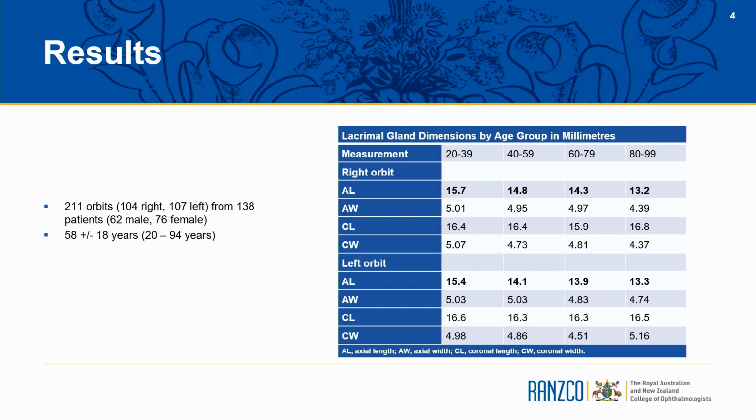In our study, we had 211 orbits from 138 patients with a mean age of 58 years. No significant difference was found in the lacrimal gland dimensions between the right and left side in patients who had both orbits measured, and there was also no significant difference for genders as well. There was, however, a significant negative correlation between age and the right axial length, as well as the left axial length. So in other words, as patients got older, their lacrimal gland axial length decreased.